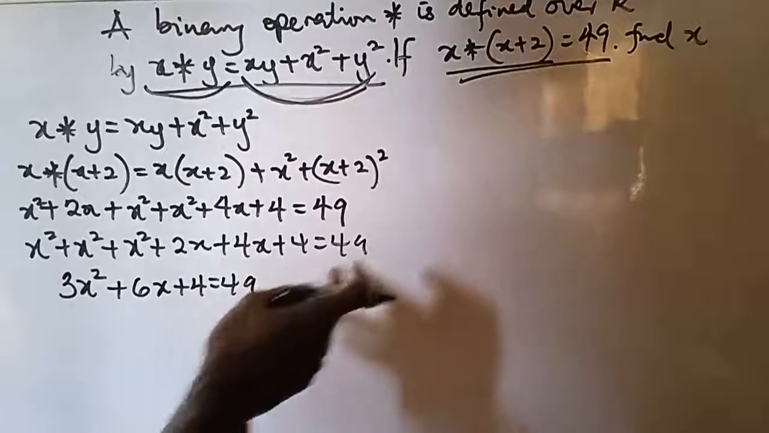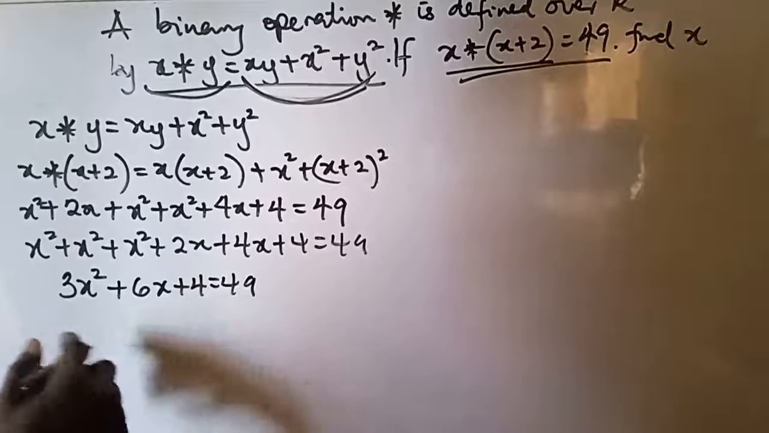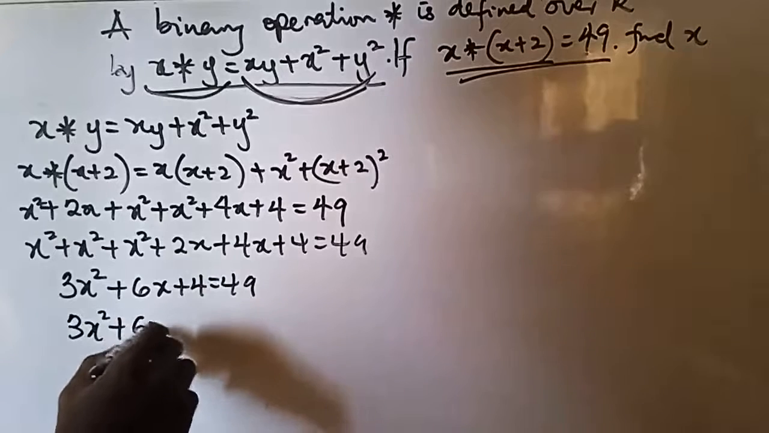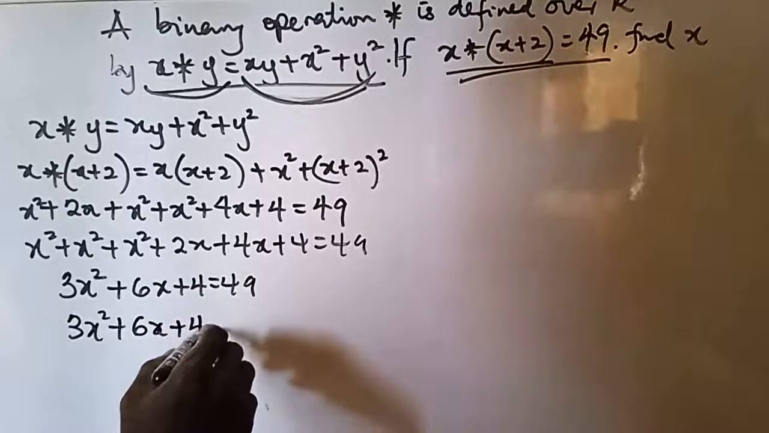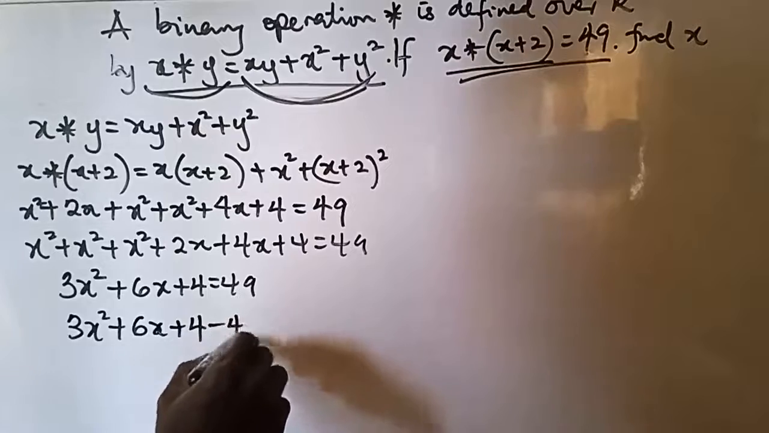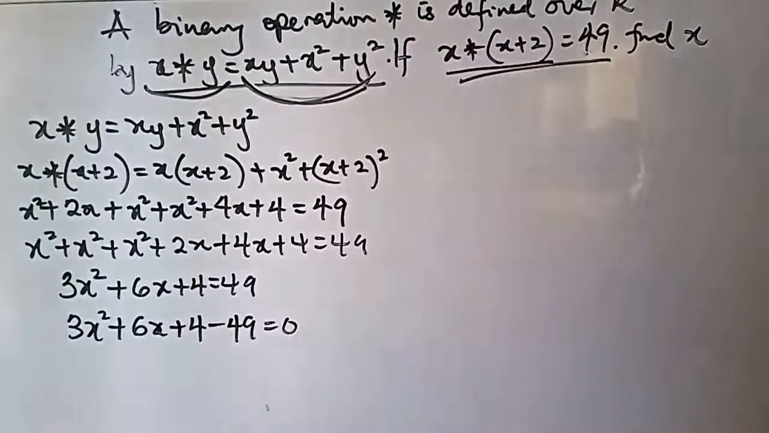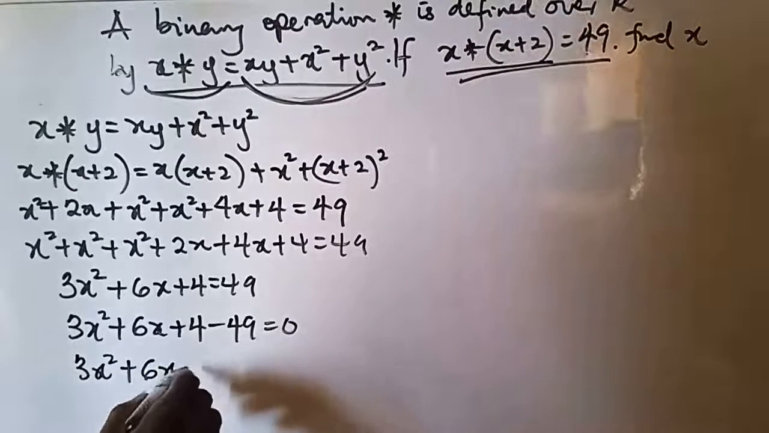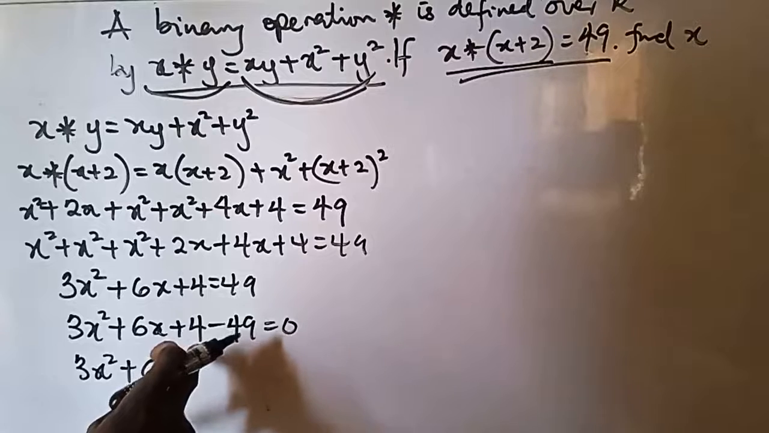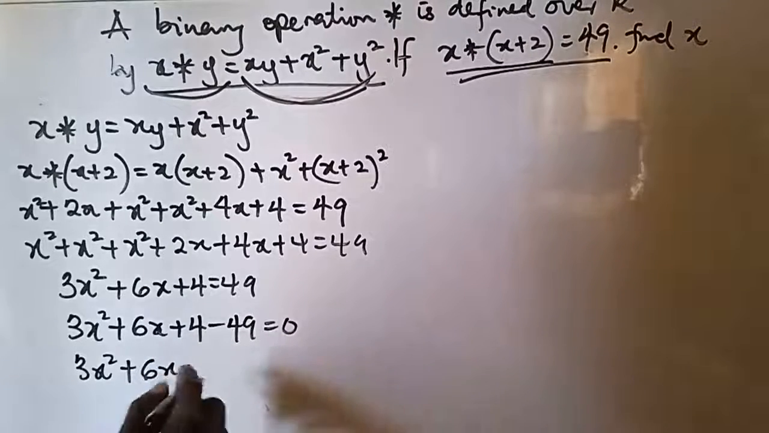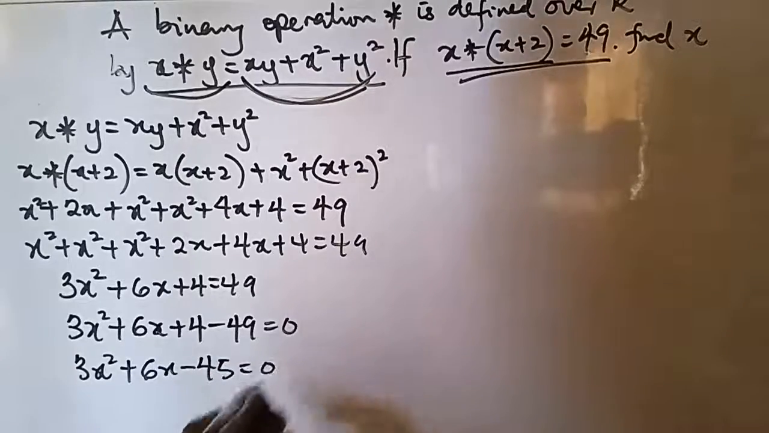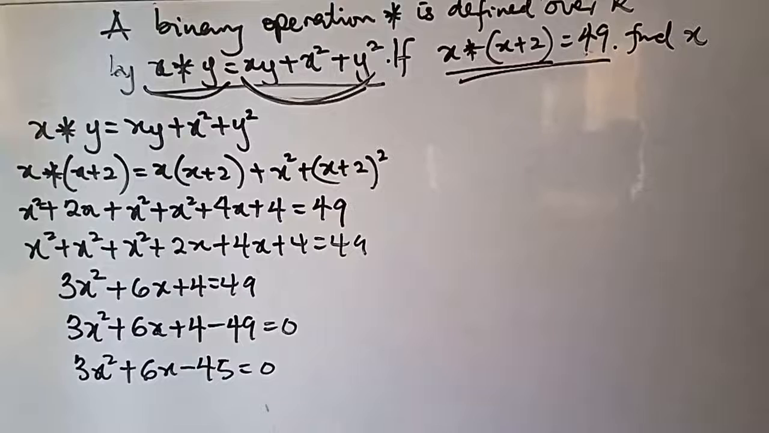Now we can transpose this over to the left hand side. We have 3x squared plus 6x plus 4 minus 49 equals 0. So as such, we can see 3x squared plus 6x, and 4 minus 49 gives us minus 45, which equals 0. Now you can see that this has actually led us to a quadratic equation.